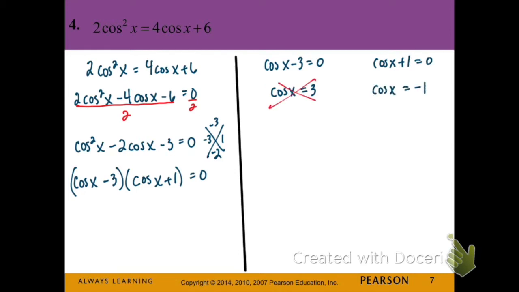So first of all, cosine of x equals 3. Nowhere on the unit circle do we have an x value of positive 3. So that one we're not going to use. We're just going to cross that off. For our other answer, though, we do get x equals pi. Any answers we want on the interval of all real numbers, we're just going to add on 2n pi to our answer of pi.